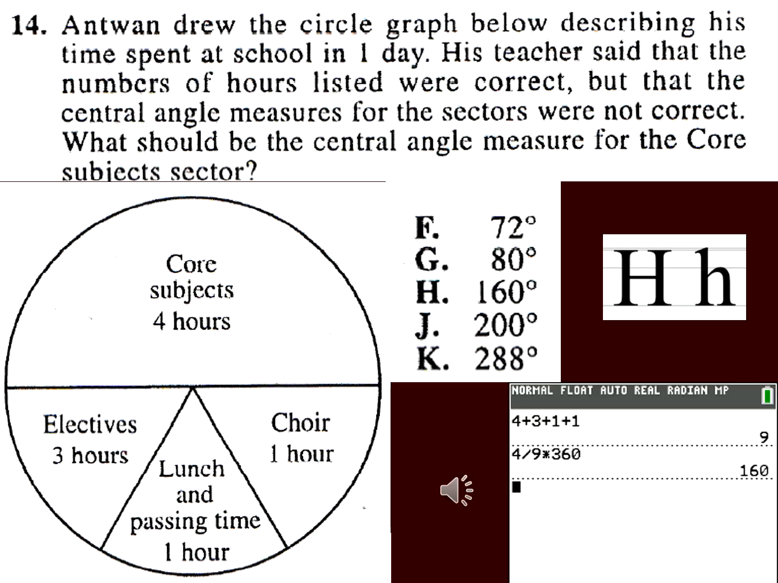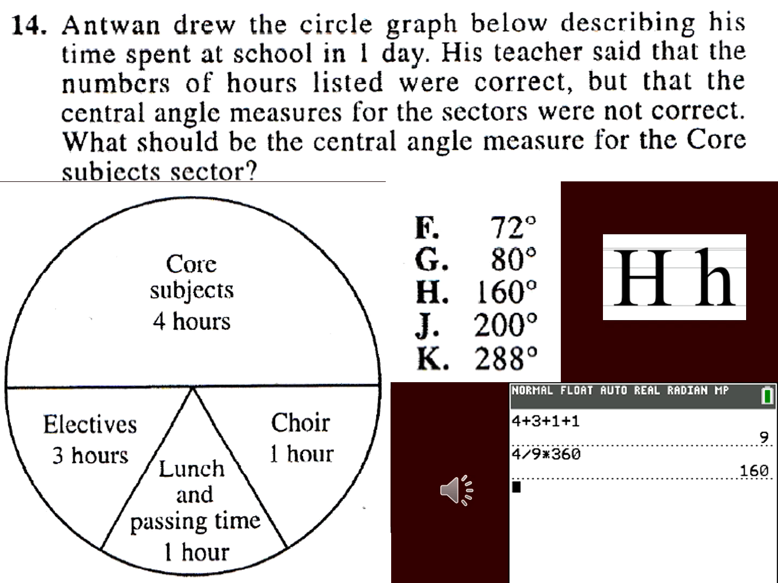So next I figured out that he spends a total of 9 hours at school each day, 4 plus 3 plus 1 plus 1. And I took 4 nights times 360 degrees in a circle. That gave me 160, which is the answer. And so the answer is H.